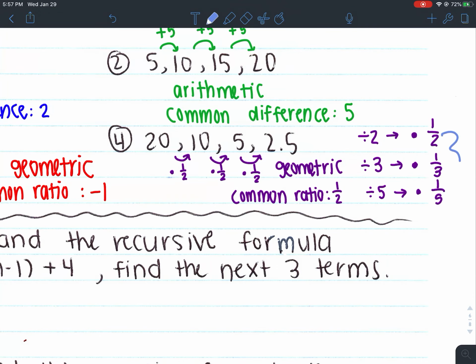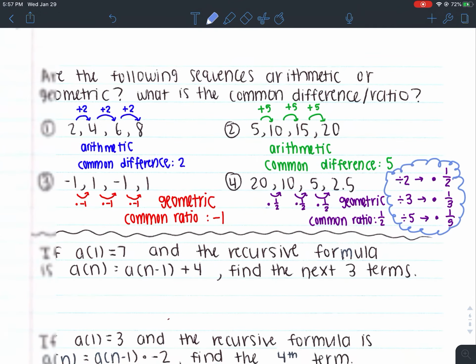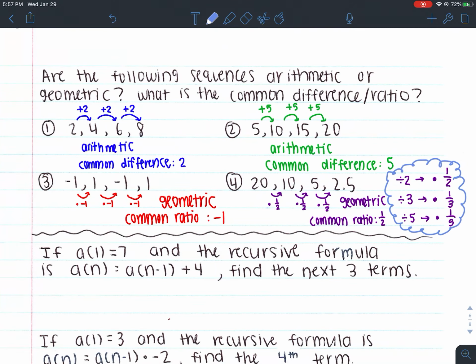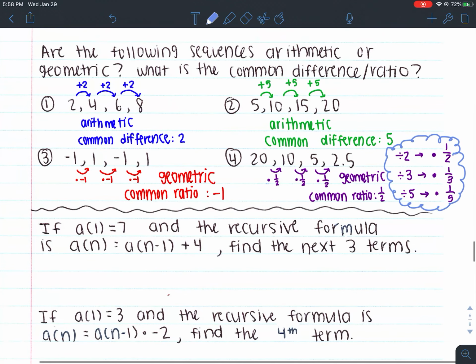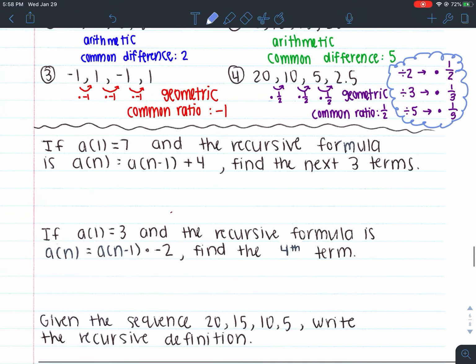So if you want to have a little note on the side to remind you that there's no such thing as division, remember, I'm multiplying by something. So if you see it's dividing by 2, you want to actually put multiplying by 1/2. If you see it dividing by 4, you would multiply by 1/4. Okay, so that's just basically recognizing if a sequence is arithmetic versus geometric.